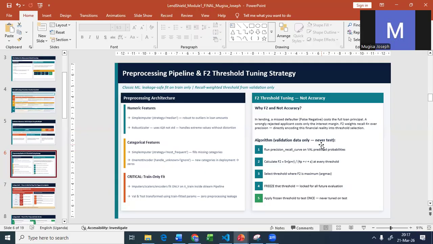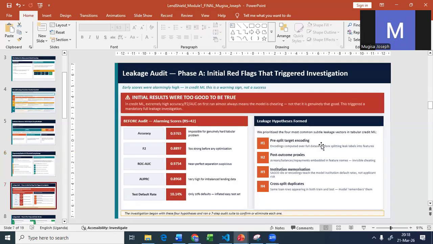We want to catch the defaulters, we don't want to miss them. So we want to maximize recall. It's better for us to falsely flag someone as a defaulter when they are not, that's okay. We miss a little interest, which is better than missing the actual defaulters. So quickly to the next.